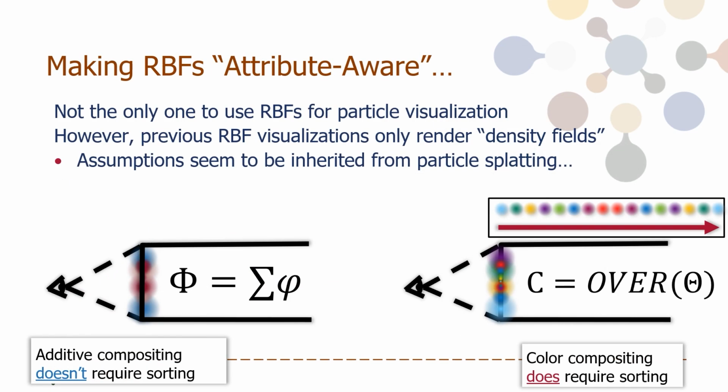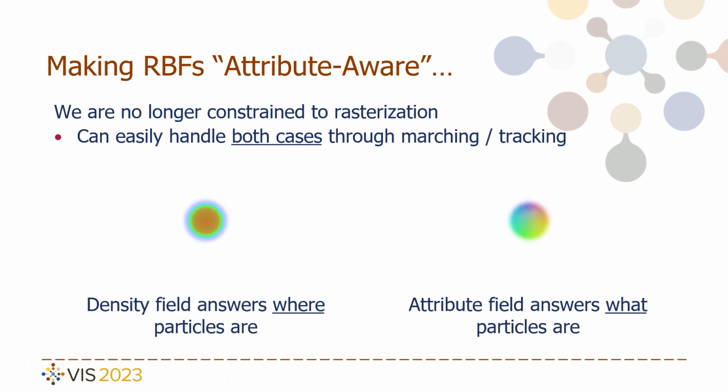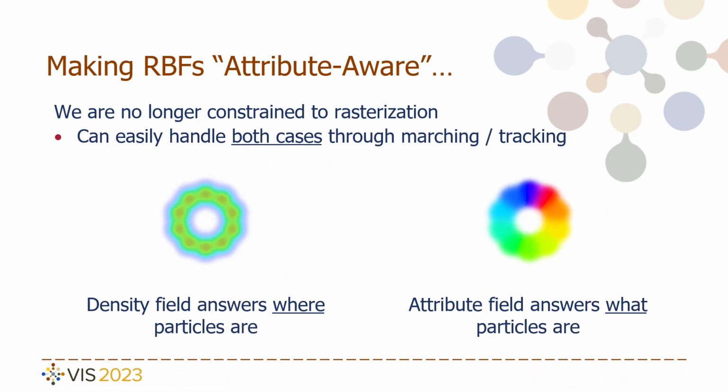Now, we're not the only ones to use radial basis functions for particle visualization. However, previous radial basis function visualizations typically only render density fields. I kind of think this is because assumptions were inherited from particle splatting, which were that color-attributed particles require expensive sorting. However, we're no longer constrained to rasterization, and so we can easily handle both of these cases through ray marching or woodcock tracking.